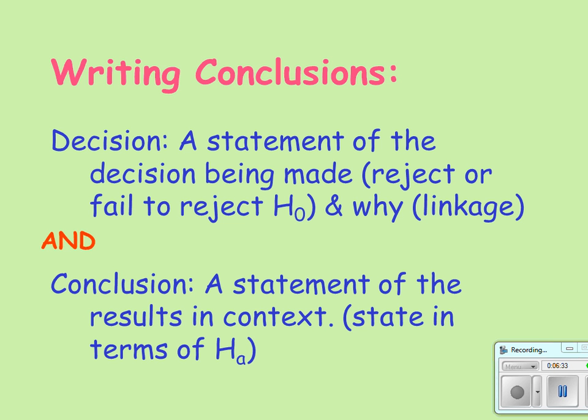The second thing you must do when writing your conclusion is the conclusion part, where you make a statement of the results in the context of the problem. But the context of the problem has to be stated in terms of your alternative hypothesis, the thing that you're trying to prove or disprove. So those are the two things you're going to be writing in your conclusion. You need to state whether you reject or fail to reject, and then make a statement of the results in the context of the problem in terms of your alternative hypothesis.